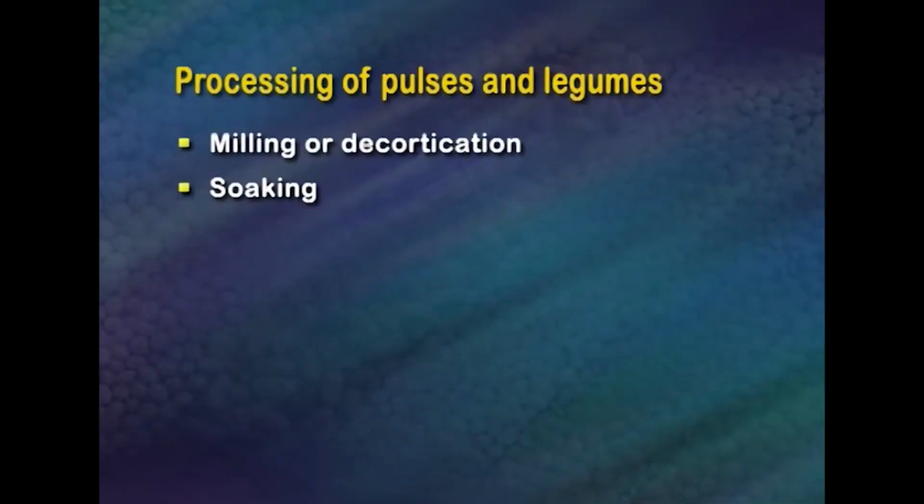Soaking makes the pulse tender and hastens the process of cooking. Soaking in salt solution is preferred to loosen the seed coat and enhance the water absorption. Addition of soda reduces cooking time significantly by one third, but also decreases the thiamine content of the dal.